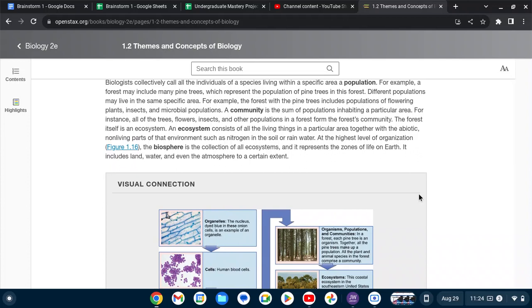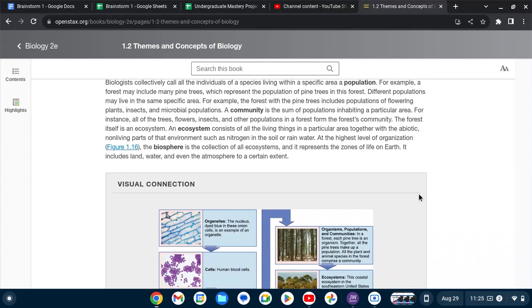A community is the sum of populations inhabiting a particular area. For instance, all of the trees, flowers, insects, and other populations in a forest form the forest's community. The forest itself is an ecosystem. An ecosystem consists of all the living things in a particular area together with the abiotic, non-living parts of that environment, such as nitrogen in the soil or rainwater.